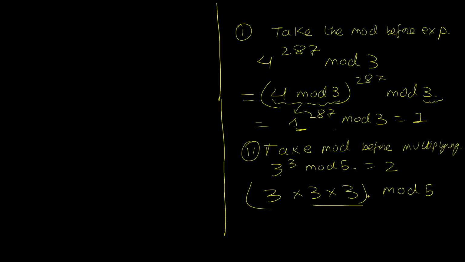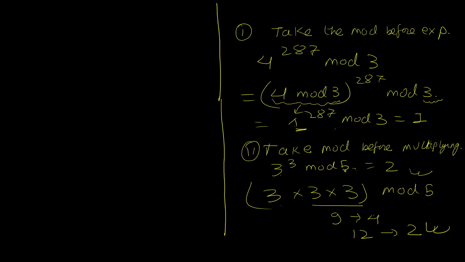I do one multiplication 3 times 3 and that gives me 9. And before multiplying 9 with these 3, I immediately take mod 5. Okay, so 9 mod 5 is 4. And then instead of doing 9 times 3, I can just do 4 times 3 and that gives me 12. And then I can take mod 5 again and that would give me 2, which is the same result. Okay, so this is going to be extremely important in the algorithm that we are going to design here.